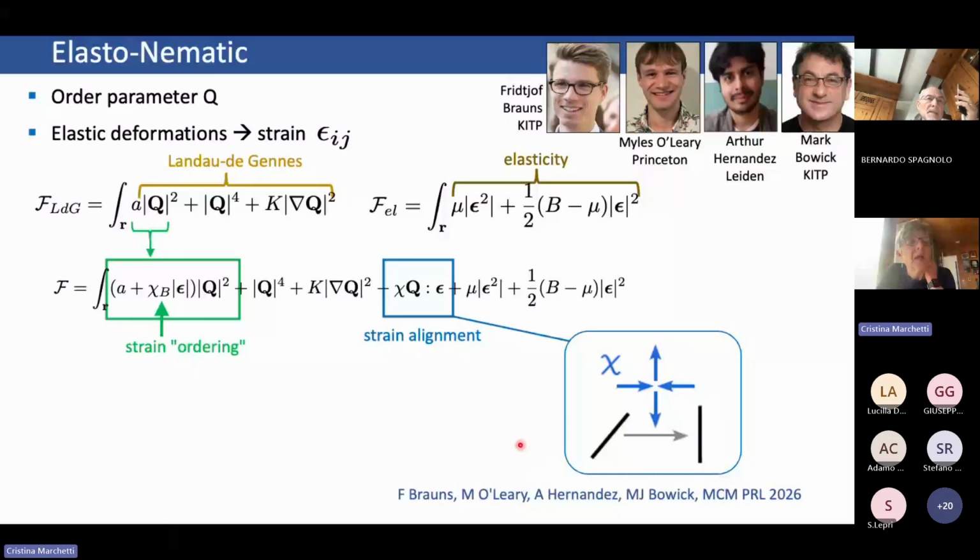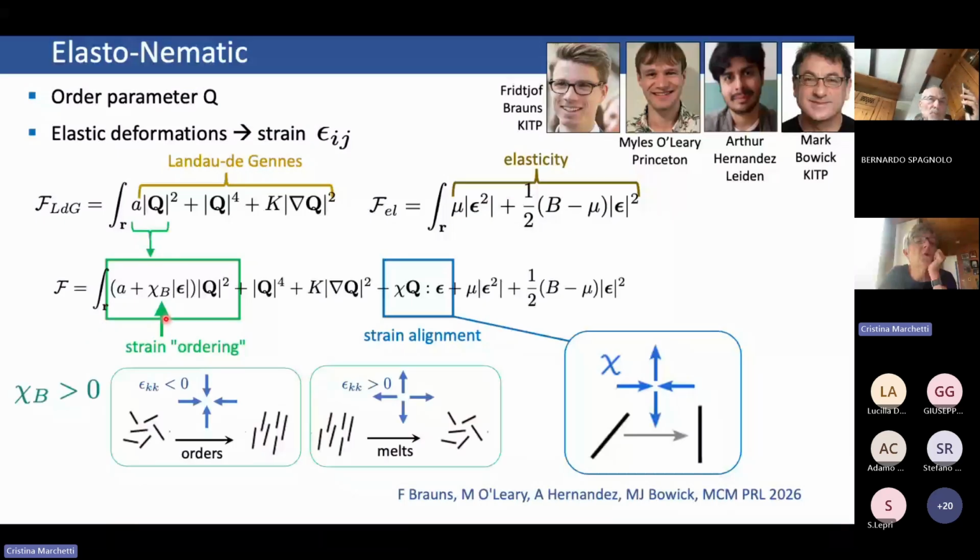The other term circled here in green is a little bit less familiar. It's what we call strain ordering. The trace of the strain is essentially a change in density, and density increase is one of the things that can drive nematic order. So what this term says is that a local isotropic strain can either order or disorder the material locally, depending on the sign of this coupling constant chi.